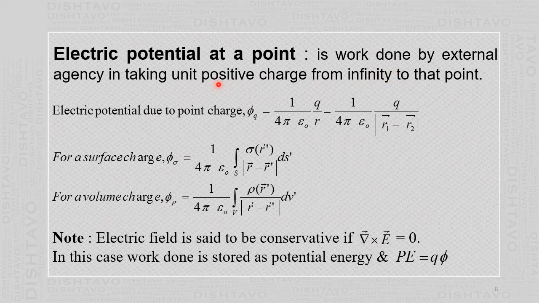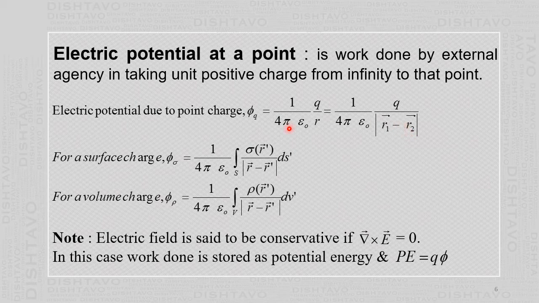So the work done by an external agency in taking a unit positive charge from infinity to that point is the electric potential at that point. And you might have also used this formula: electric potential due to a point charge is phi equals 1 upon 4 pi epsilon 0 q by r. And this r is the distance of that source charge from the point where we are finding the potential. So in terms of position vectors, we write 1 upon 4 pi epsilon 0 q divided by modulus of vector r1 minus vector r2.